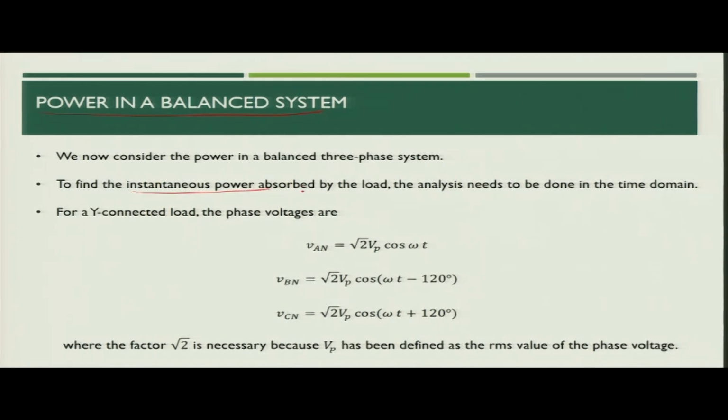To find the instantaneous power absorbed by any load in the 3 phase system, we will do the analysis in the time domain. We will assume that we have the load as star connected. The phase voltage VAN is equal to root 2 times Vp cos omega t. We have added root 2, why? Because Vp is in RMS value and the term before cos is the peak value. So, we multiply Vp by root 2 to get the peak voltage for VAN. Similarly, for VBN we can write root 2 Vp cos omega t minus 120 degree, and VCN we can write root 2 Vp cos omega t plus 120 degree.